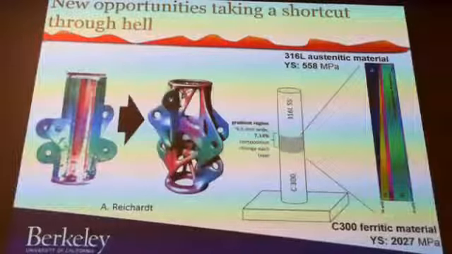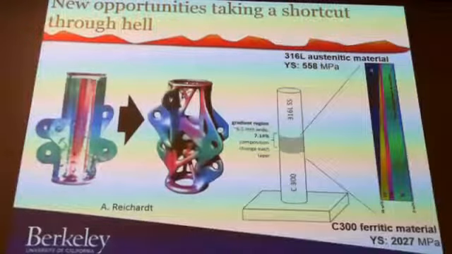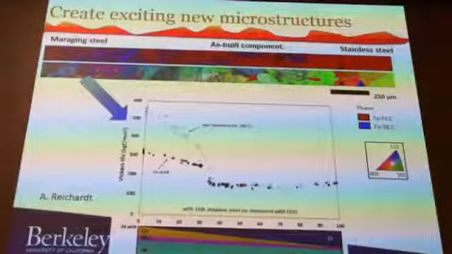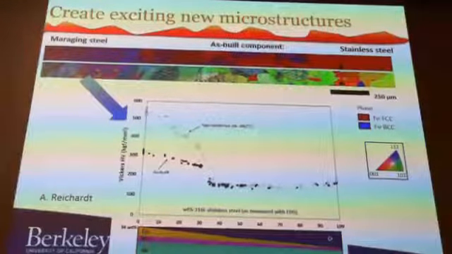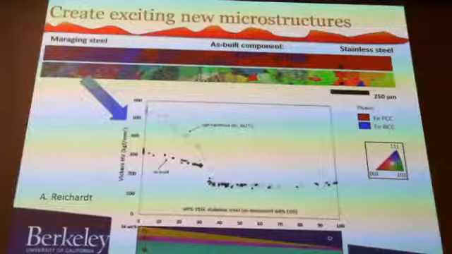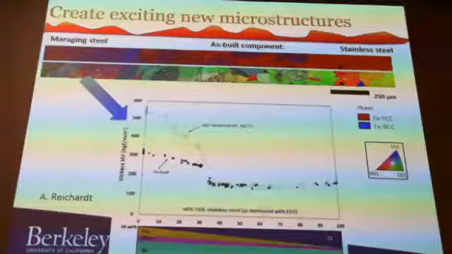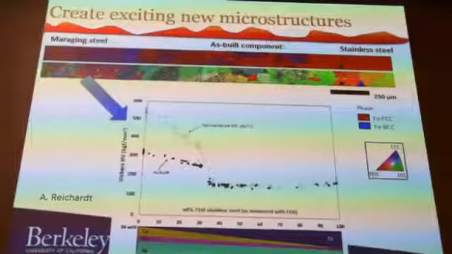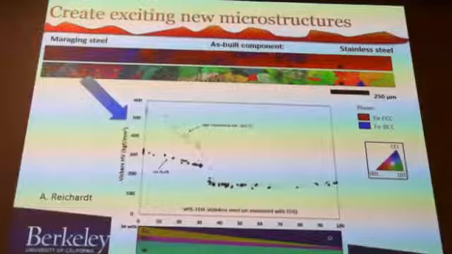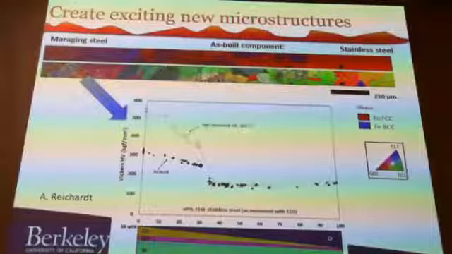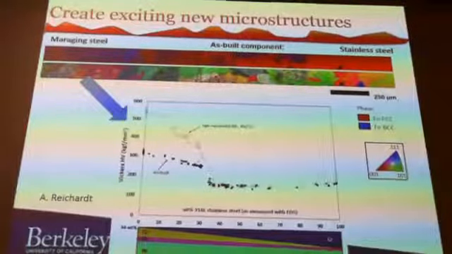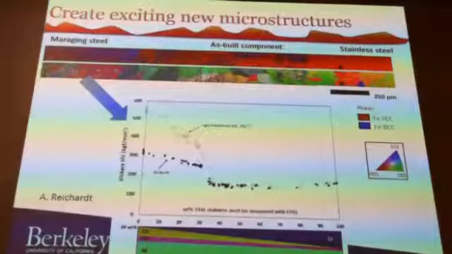And so Ashley is making these parts with industrial vendors and creating different properties as a function of location in one part, which go hand in hand with different microstructures, where you have a very hard BCC, FCC mixed material and a stainless steel on the other, and you can tailor the shape to the property. So that's kind of exciting upcoming things with this type of shortcuts we have.